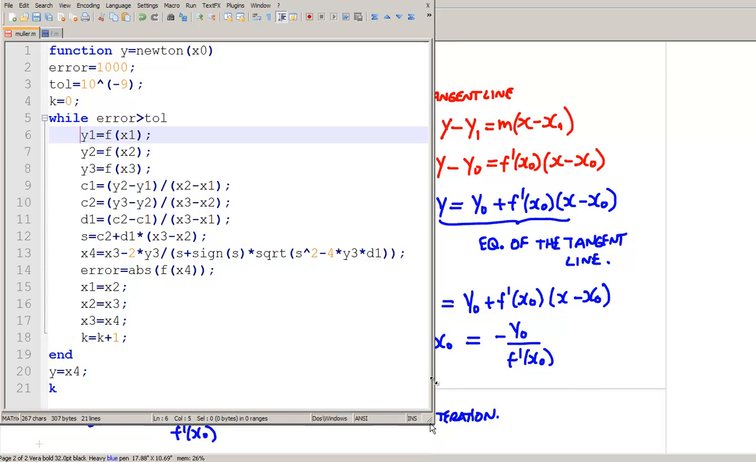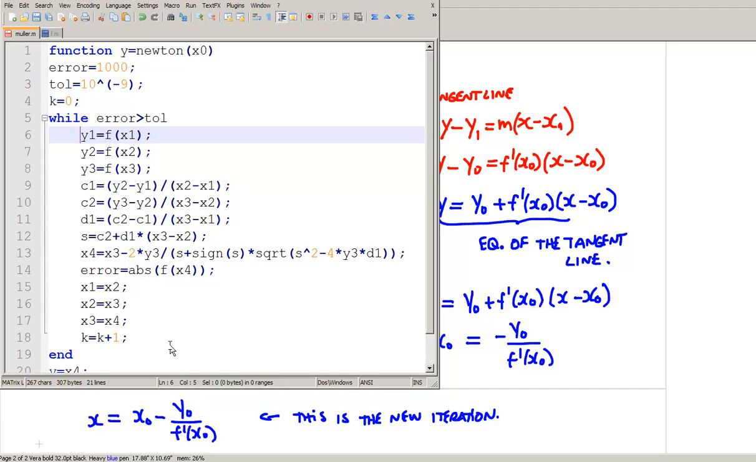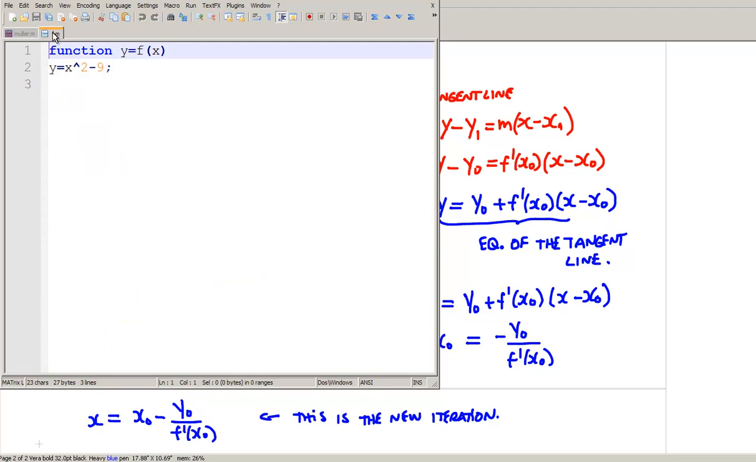Well, the formula is down here. So all I need to do is define x. x equals x naught minus the y naught, which is f of x naught, divided by the derivative. Notice that we need to define the derivative, so we need to have a new function. Here's another file. That's the function that I'm working with. It's the standard old example, x squared minus 9. We're trying to find the zero of that function, which is the square root of 9.